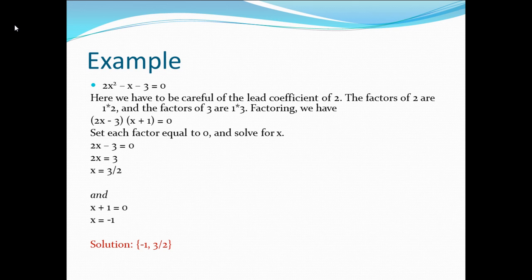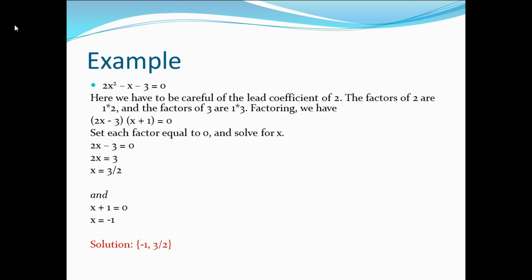In this example, notice that our lead coefficient, 2, is different than the previous lead coefficients of 1. In this quadratic, 2x squared minus x minus 3 equals 0 needs to be factored in a way where we consider the relationship between the lead coefficient 2 and the constant 3.